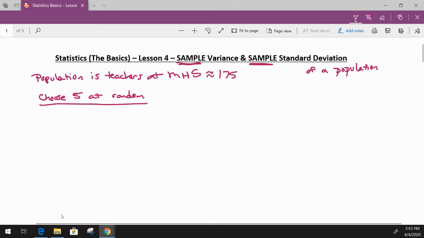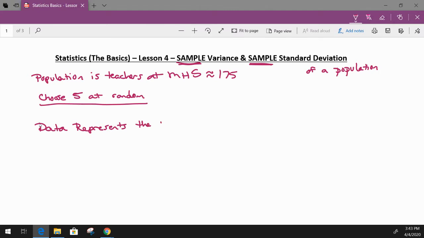All right, so in this lesson, we are talking about sample variance and sample standard deviation of a population. I'm going to pretend that we're going to be finding the standard deviation and variance of the number of years spent teaching at Maryville High School.